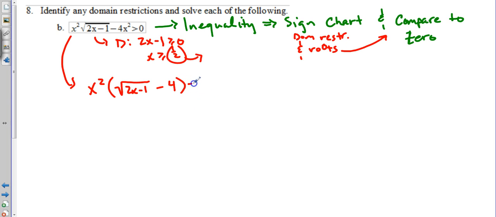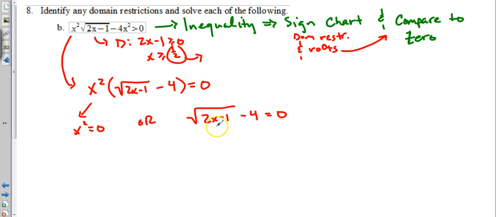Because we're finding roots, we're just going to deal with it like it's an equation. The sign chart is how we deal with inequalities. To find roots, just deal with it like it's an equation. So here we've got basically just the zero product property. You've got two things that are multiplied together and set equal to 0. So we know that one or the other has to be equal to 0. So either x squared is equal to 0 or the square root of 2x minus 1, minus 4, is equal to 0. Well, we know how to solve this.